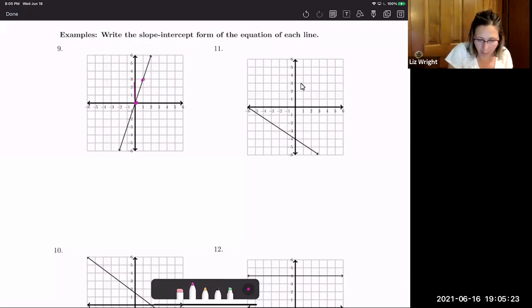And that's going up 3, right 1. And I'm going to try it again. Up 3, right 1. That looks pretty good. Down 3, left 1. So that looks like a good slope. So I'm going to write it off to the side.